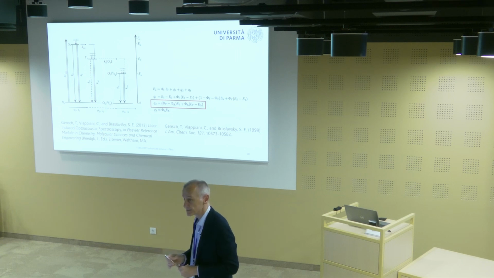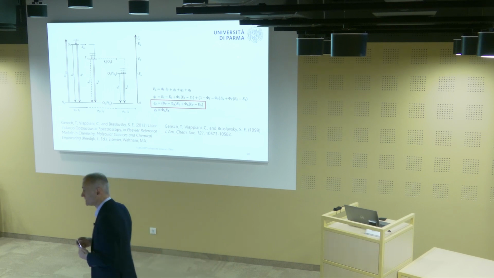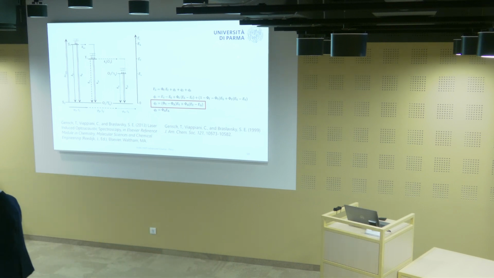So the triplet state energy is very difficult in general to determine. The only determination is through phosphorescence emission at cryogenic temperatures. But that might be very different. So again, this is a simple experiment and exposes you a number which is otherwise difficult to retrieve.